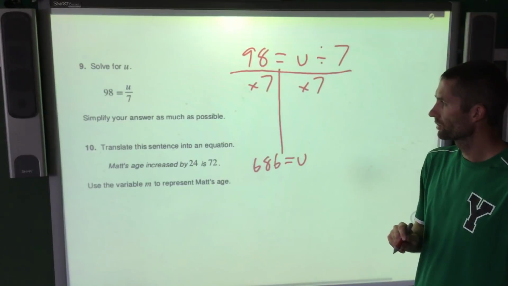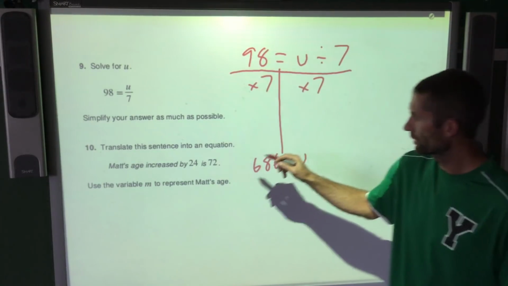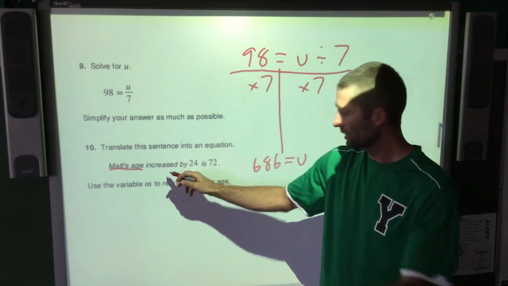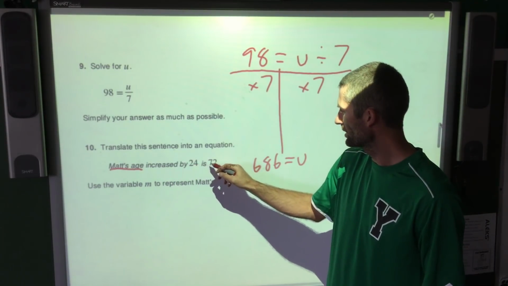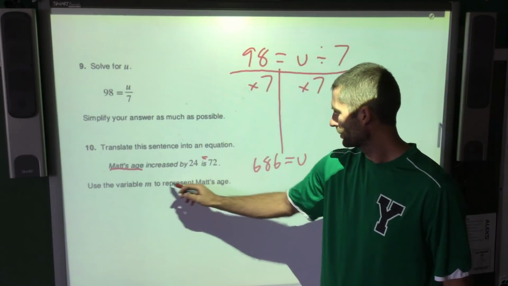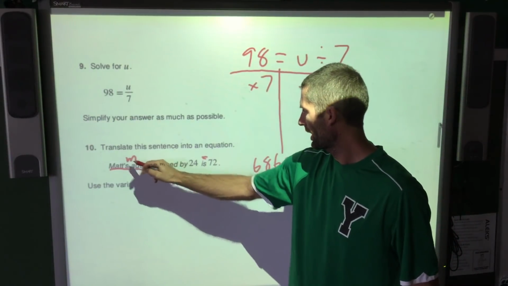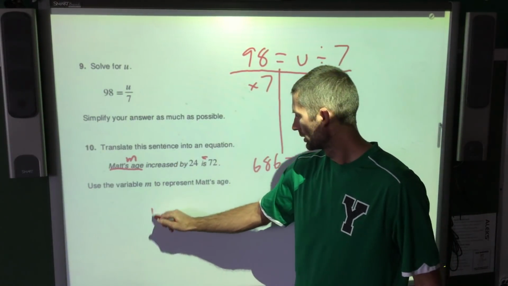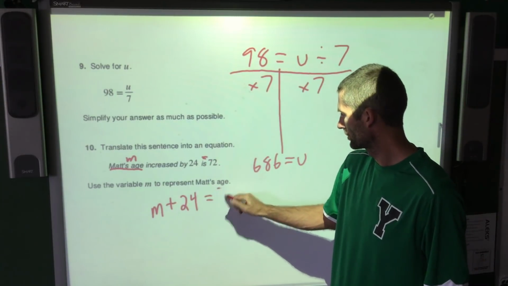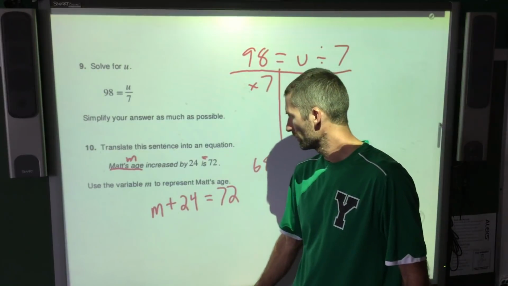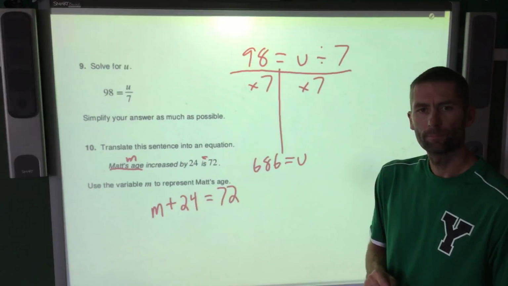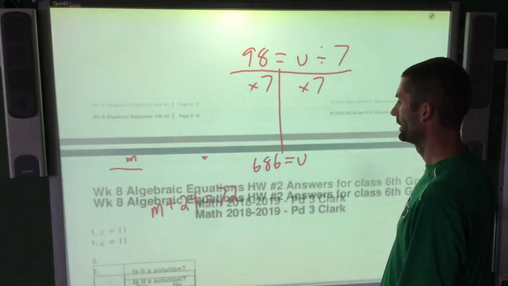Question 10. Simplify your answer as much as possible. Translate this sentence into an equation. Matt's age, we're starting with Matt's age, increased by 24 is 72. Is always means equals. Use the variable m to represent Matt's age. Okay, so m increased by 24. So m plus 24 equals 72. We want to make sure that makes sense. We're going to take Matt's age and we're going to add 24 to get 72. Yeah, that makes sense.